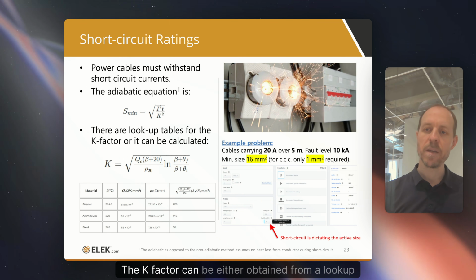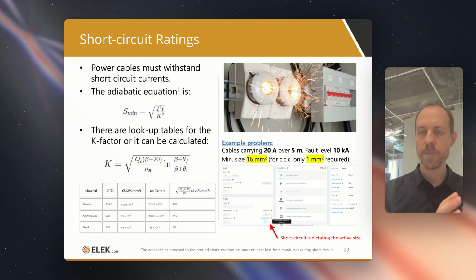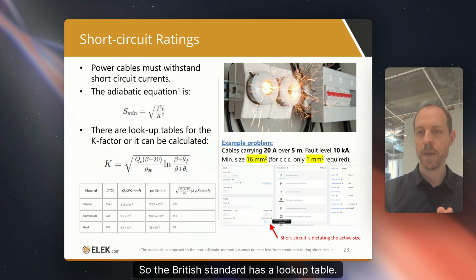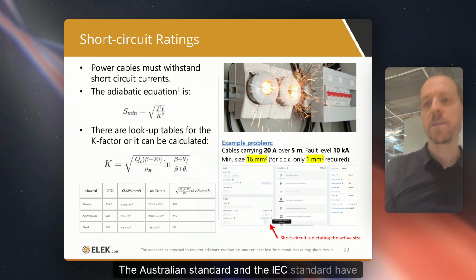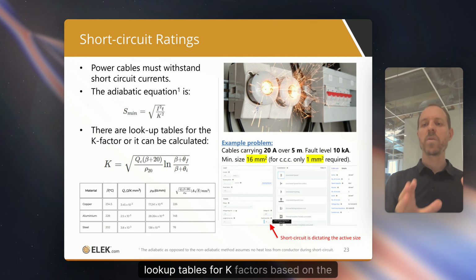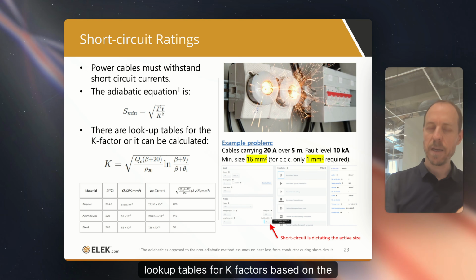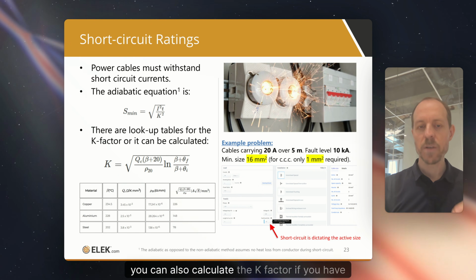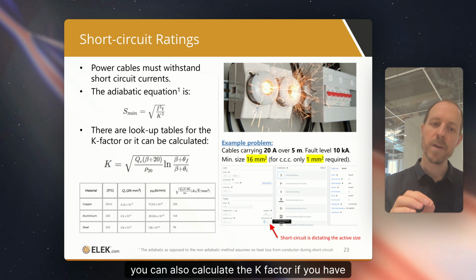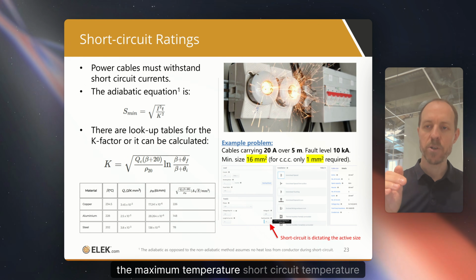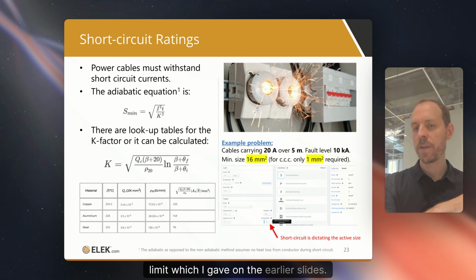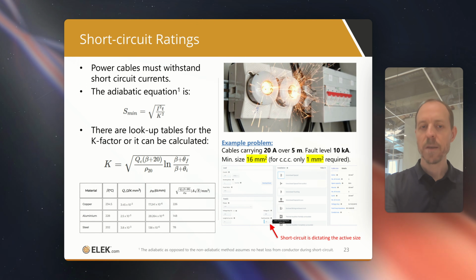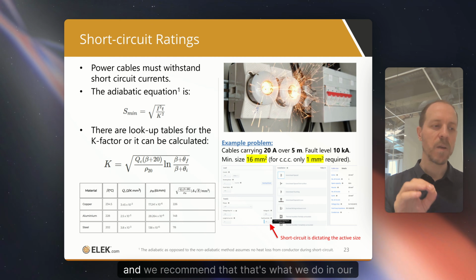The K factor can be obtained from a lookup table, depending on the standard you're using. So the British standard has a lookup table, and the Australian standard and the IEC standard have lookup tables for K factors based on the cable insulation type. But you can also calculate the K factor if you have the maximum short circuit temperature limit, which I gave on the earlier slides. It's also included in the low voltage cable sizing standards. So you can calculate K, and we recommend that.